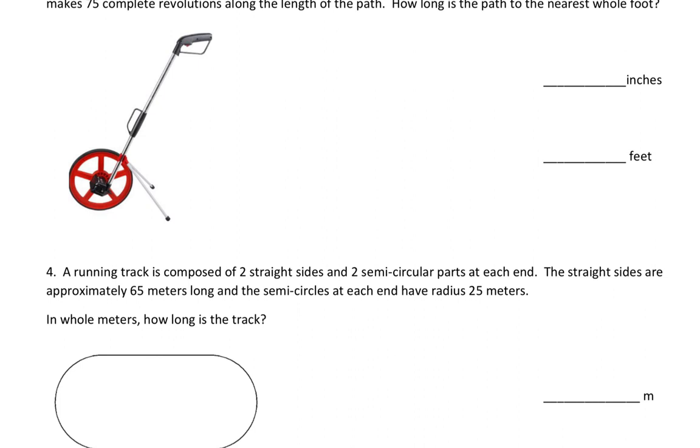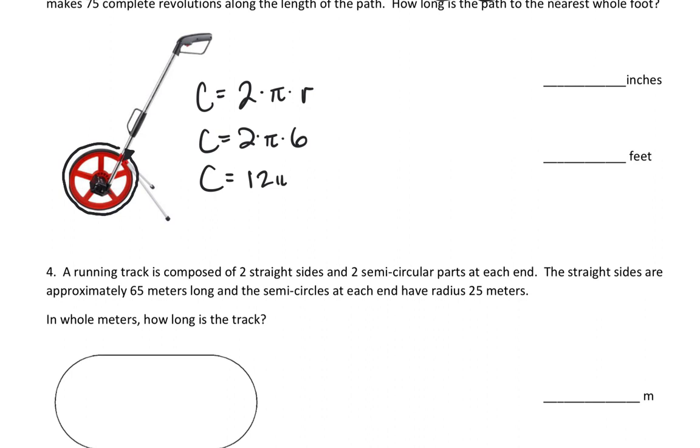So we have a measuring wheel. What we need to do here is figure out the circumference of this, to see how big each rotation is. Again, a rotation is the full circumference of that wheel. And the radius is 6. So C equals 2 times pi times 6, which is 12 pi.